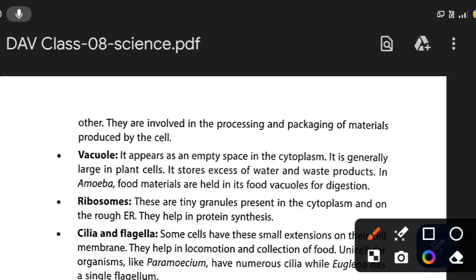Okay, then the next is vacuole. The vacuole appears as an empty space in the cytoplasm. It is actually not empty, but it looks like an empty place or empty space. It is actually a thin-layered structure. That's why it looks empty.